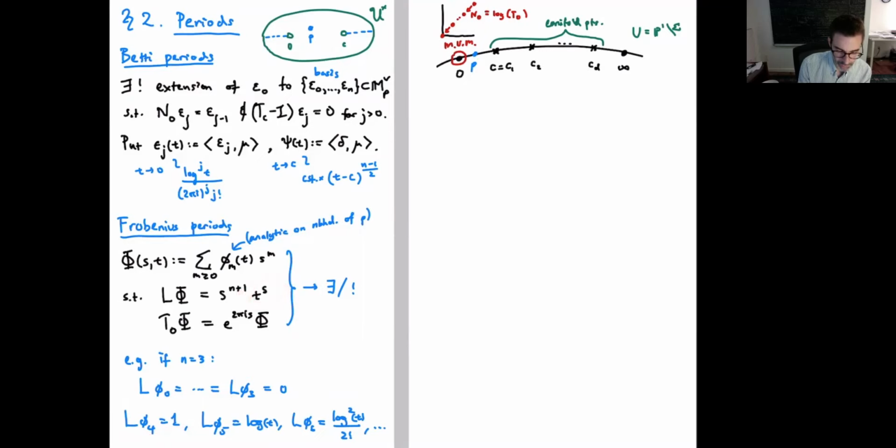So I have to expand this thing as a power series in S as well, with coefficients in T given by things like 1, log T, log squared T over 2 factorial, and so forth. But the upshot is that you're going to get L phi 4 is 1, L phi 5 is log of T, L phi 6 is log squared of T over 2 factorial, and so forth. So we have this giant generating series of quote unquote periods.